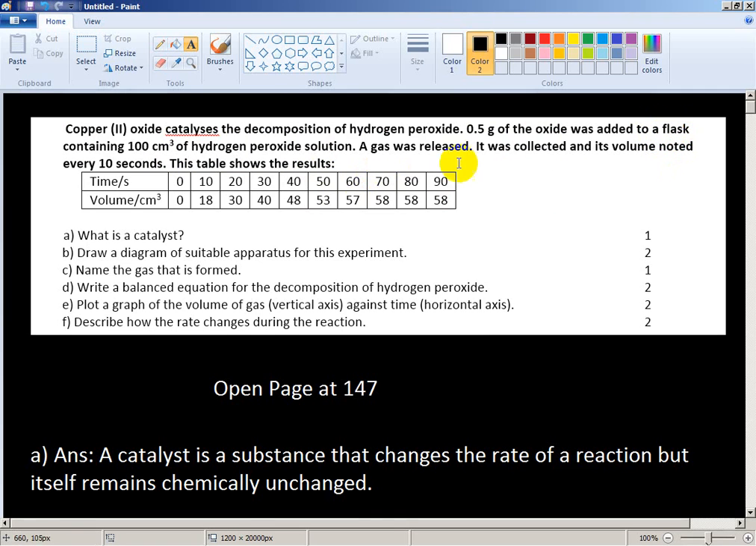A gas was released and it was collected. For gas collecting we need another apparatus. Here we will add a syringe for collecting this gas. Two apparatuses are needed. First one is the flask, containing hydrogen peroxide and 0.5 gram copper oxide. A syringe here.